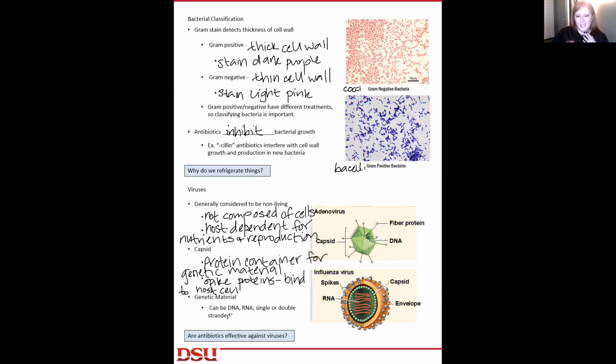In viruses, genetic material can be either DNA or it can be RNA, which means it can also be single-stranded or double-stranded. And viruses are classified partly based off of if they're DNA, if they're RNA, if they're single or double-stranded, and their mode of reproduction within a host cell.